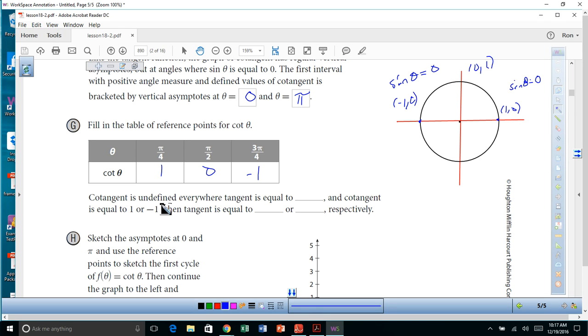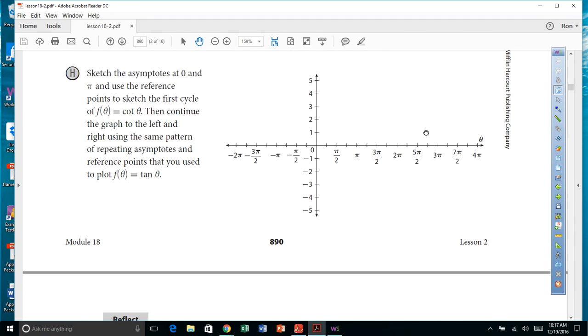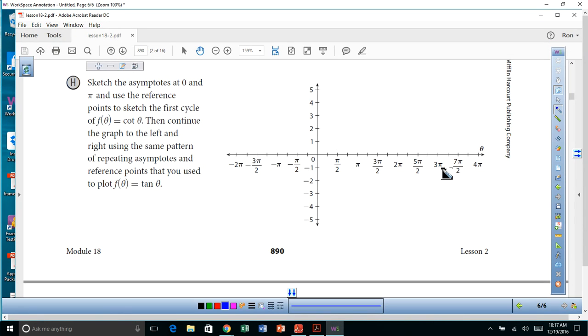Cotangent is undefined everywhere tangent is equal to 0. And cotangent is equal to 1 or negative 1 when tangent is equal to 1 or negative 1 respectively. Sketch the asymptotes of 0 and pi and use the reference points to sketch the first cycle of f of theta equals cotangent theta. Then continue the graph to the left and to the right using the same pattern.